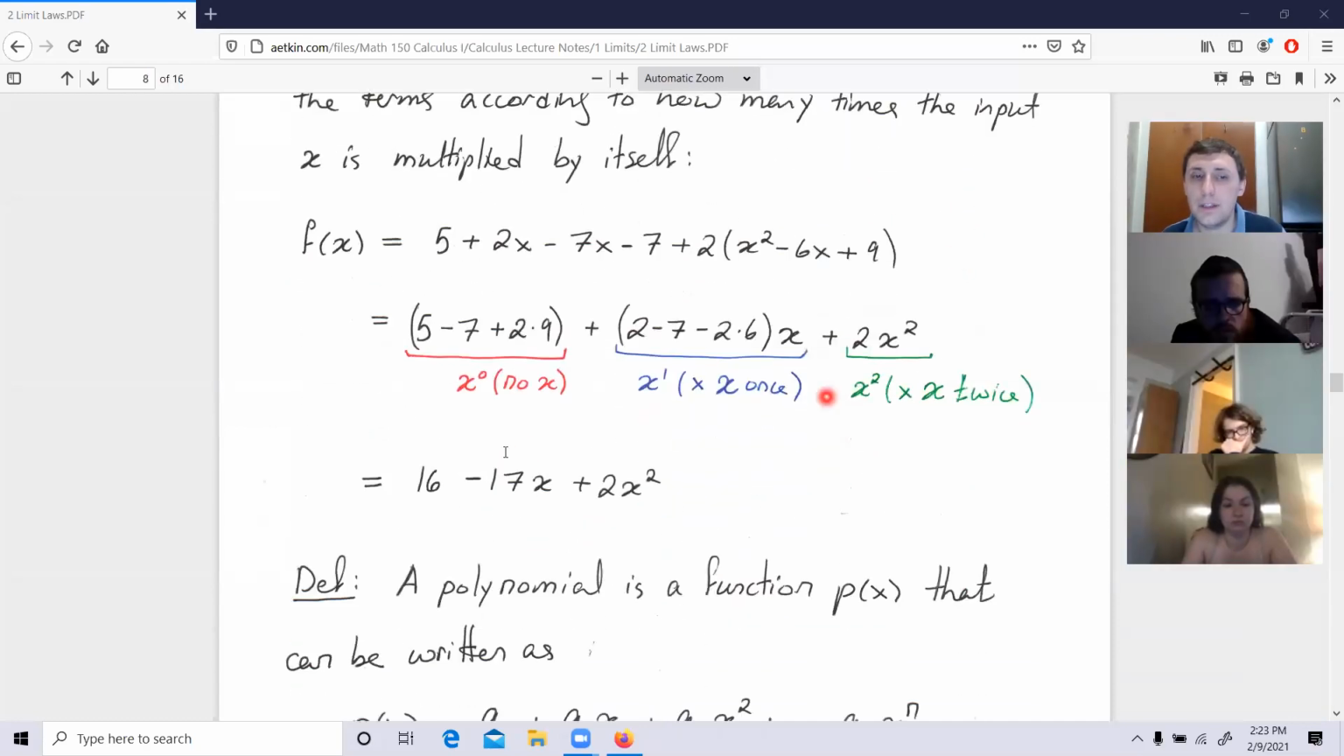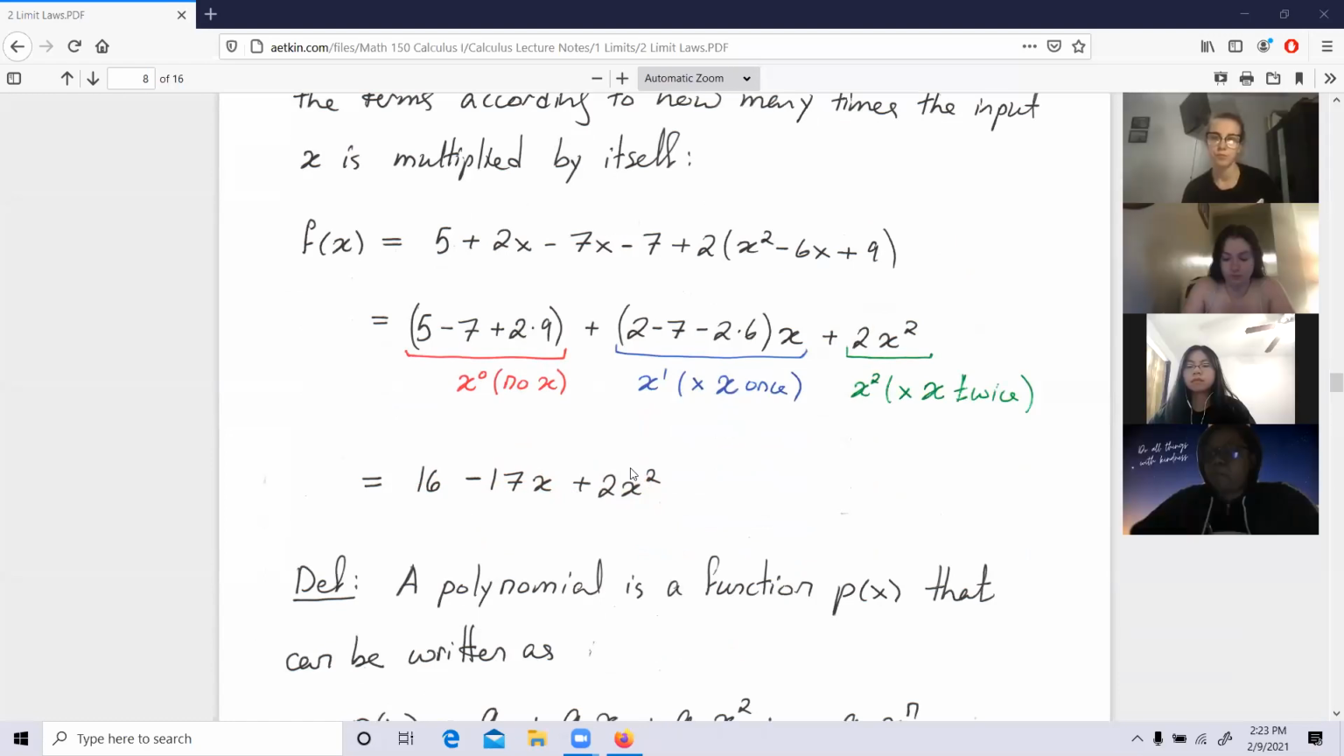So I can reduce this expression to 16 here. The variable x has been used no times. Minus 17x, so here the variable x was used once, so you only multiplied once by the input, plus 2x squared. Here you multiplied twice by the input. Do you understand, guys, what can be done? If I have operations involving an input and the operations are only addition and multiplication, I can neatly group those operations by the number of repetitions, repeated uses of the input.